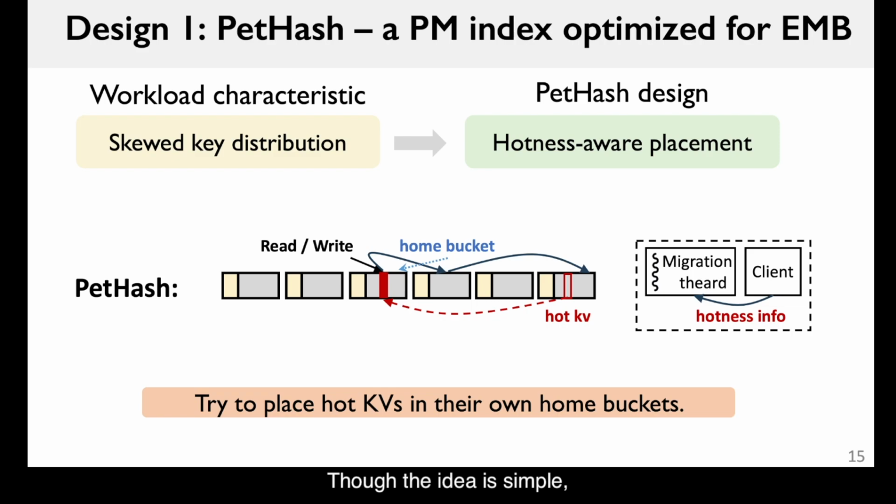Though the key idea is simple, concurrency control must be handled carefully. For example, during the migration process, when the reader probes to the center, and now the hot KV is migrated to the front, it may make the reader miss the key. Details can be found in our paper.